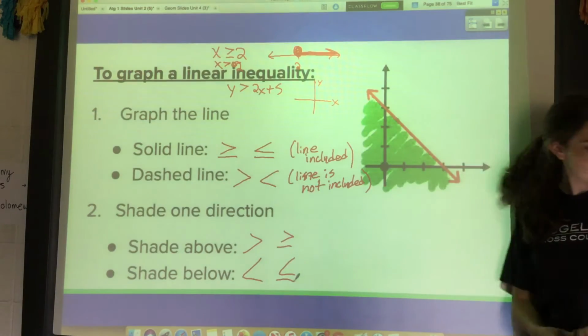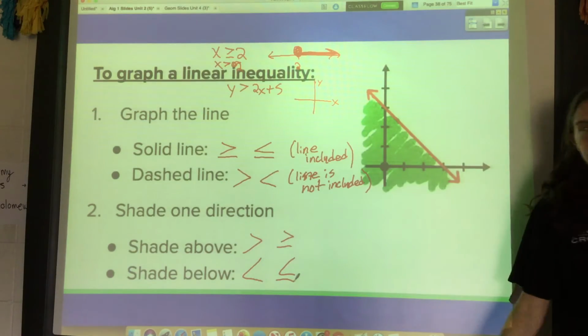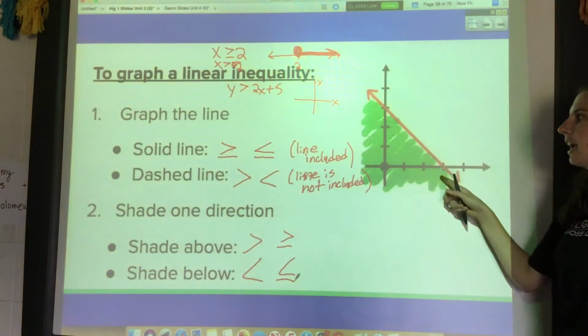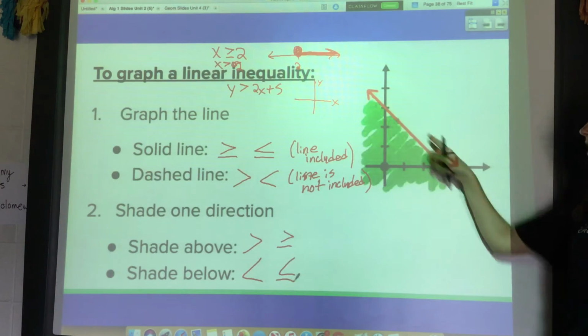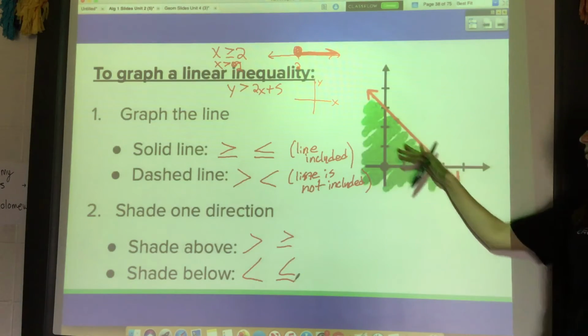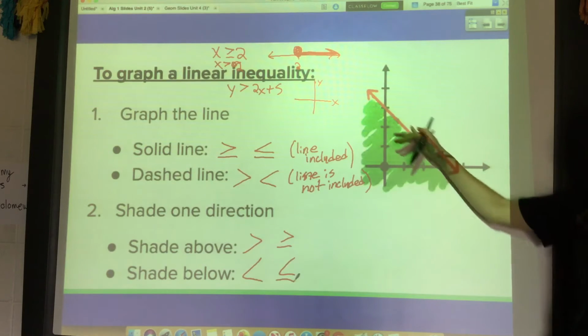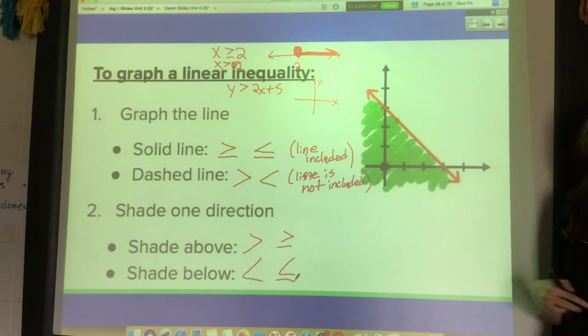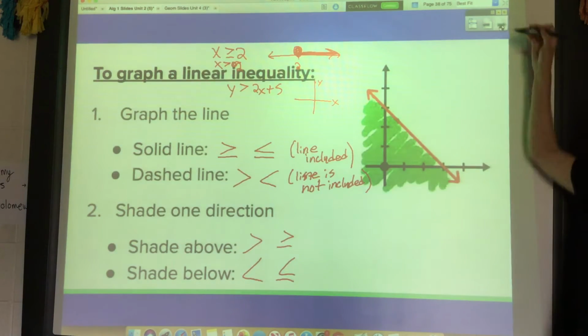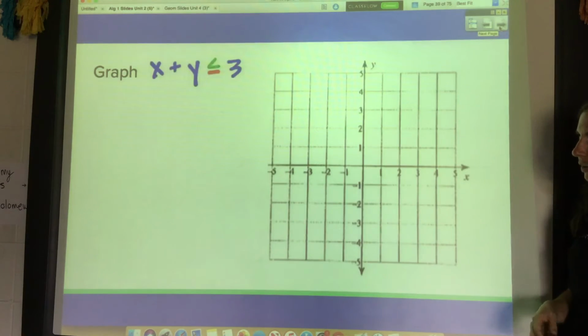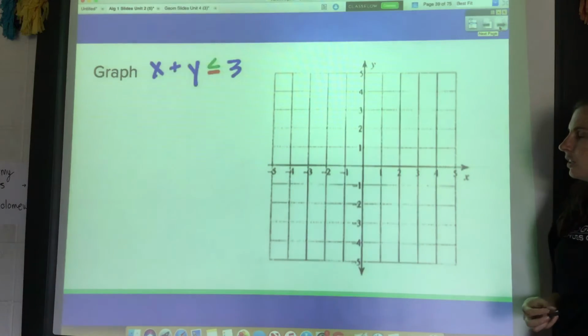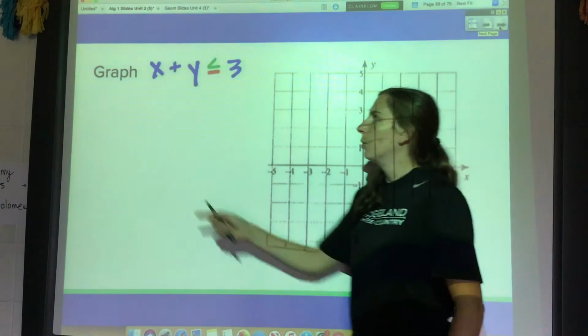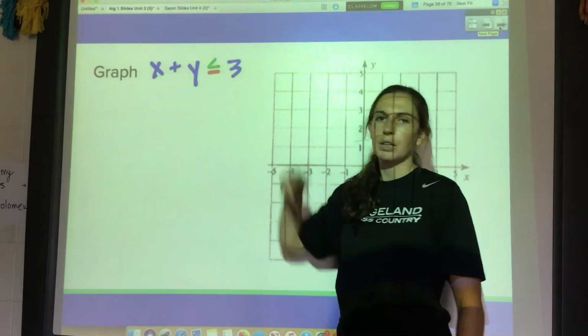So your answer is not going to be just a line. Your answer is going to be a line, and you're also going to shade above or below. Everything in this region represents answers to this inequality. So for example, I want to graph this inequality. What two numbers added together are less than or equal to 3?